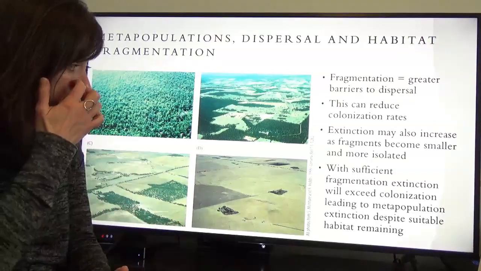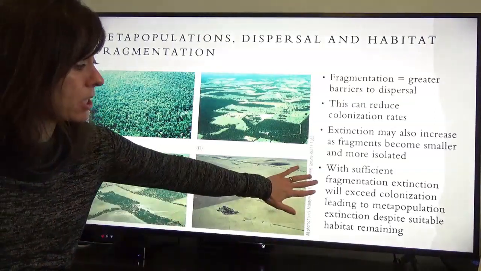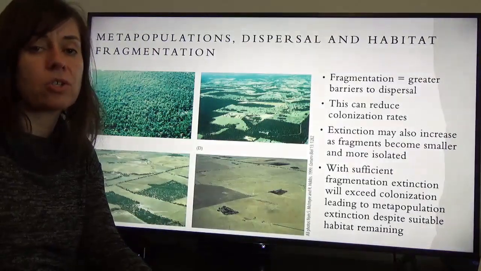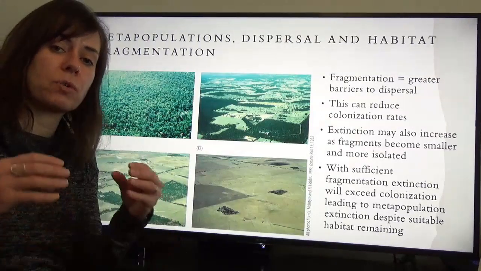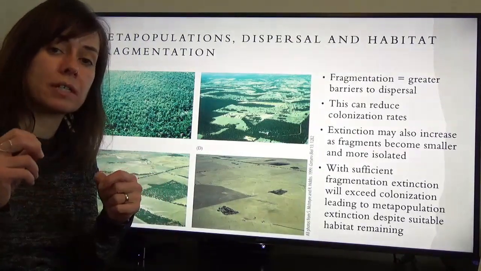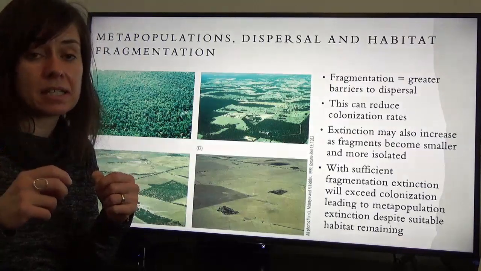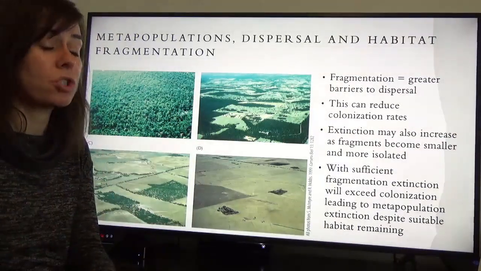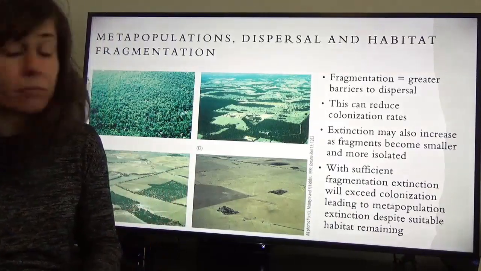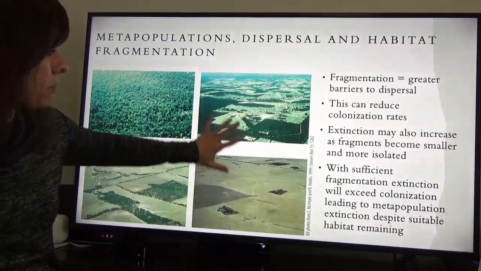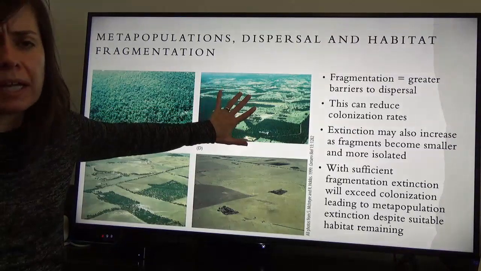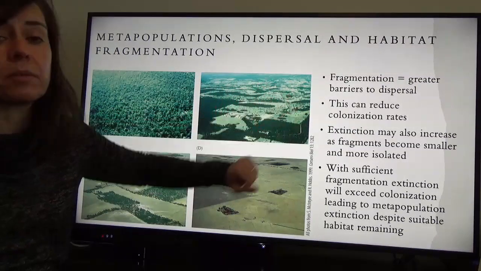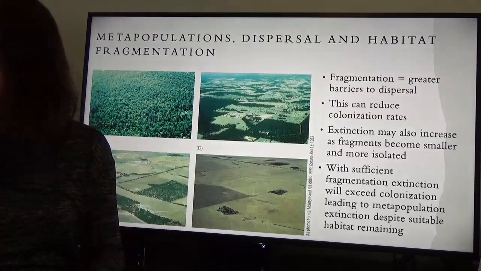Okay. So with sufficient fragmentation, what happens is extinction rates exceed colonization rates, and we now move into a situation where that E/C ratio is less than 1, and that metapopulation is kind of doomed to extinction. So habitat fragmentation, which we see in such a widespread way throughout the world, has a really big impact on the likelihood of these metapopulations to be maintained.